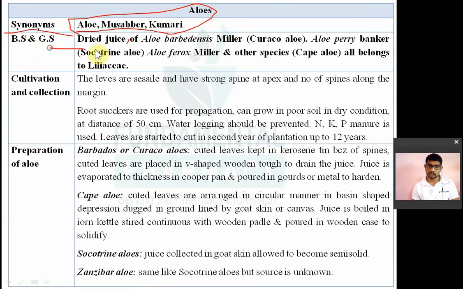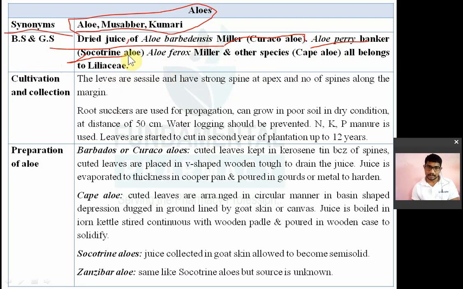Dried juice of aloe barbadensis is known as curaco aloe. There are different varieties. Then aloe peri is known as socotrine aloe. aloe peri का variety है तो उसको बोलते हैं socotrine aloe. aloe barbadensis है तो उसको बोलते हैं curaco aloe.